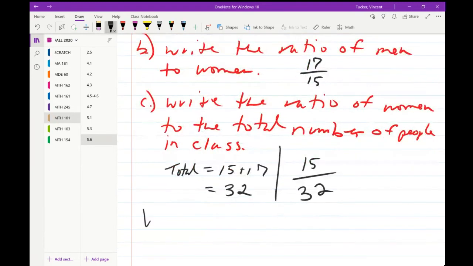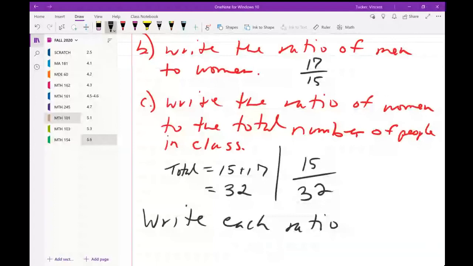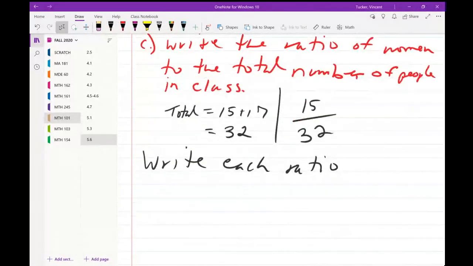All right, any questions on that? All right, write each ratio in lowest terms.